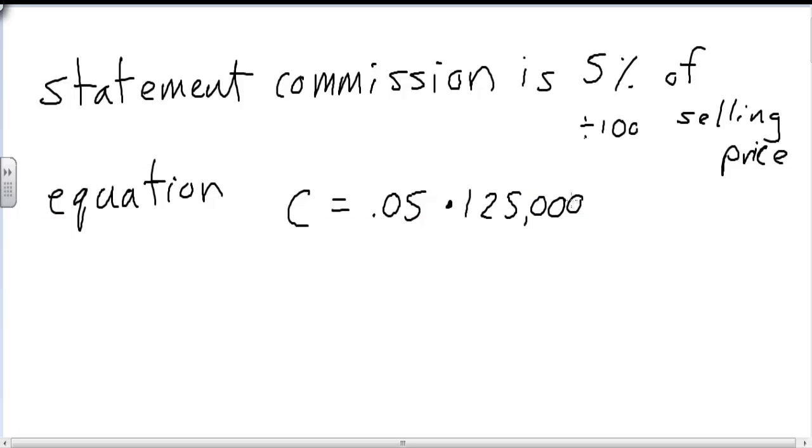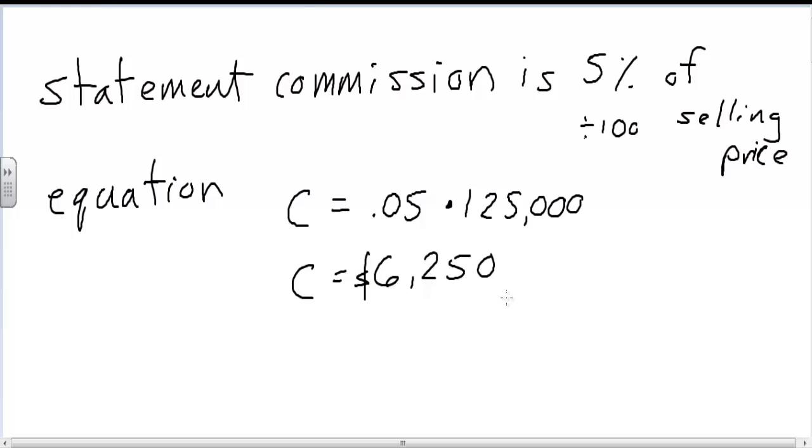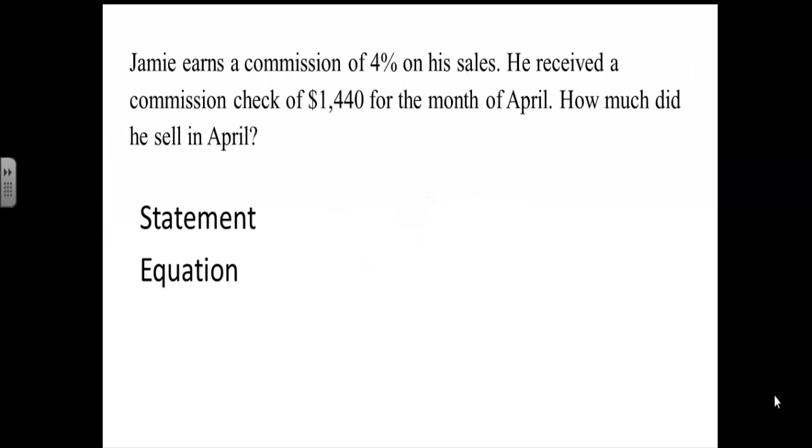This means to find the commission, I'll take 0.05 times 125,000, and I'm left with 6,250. So again, I'm looking for the commission that was earned, which is $6,250.